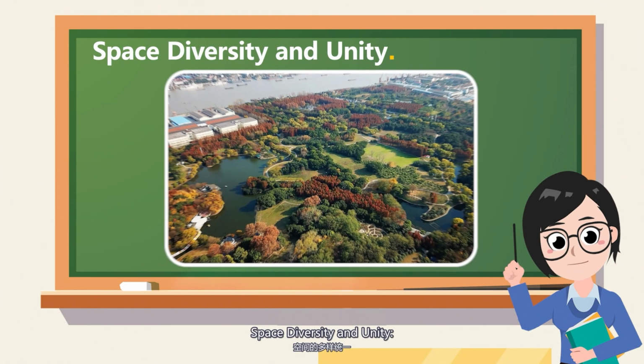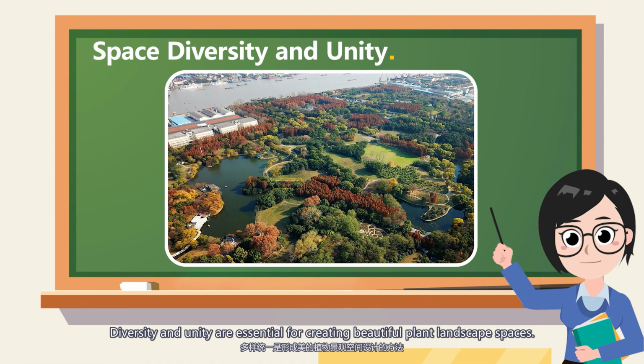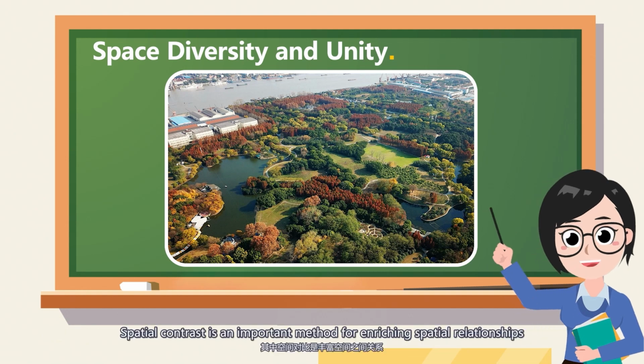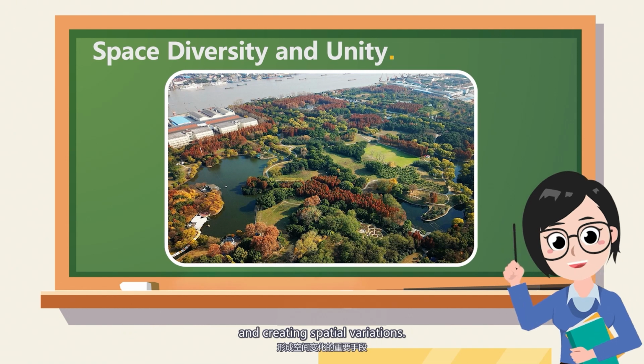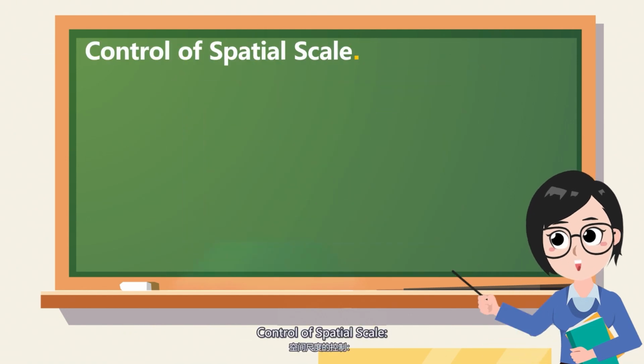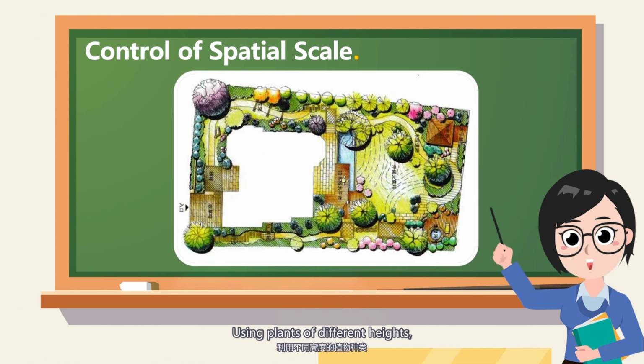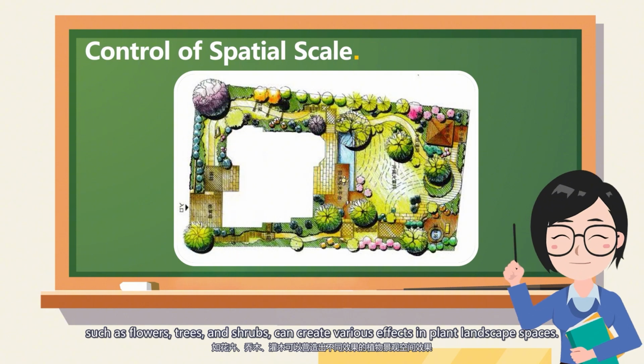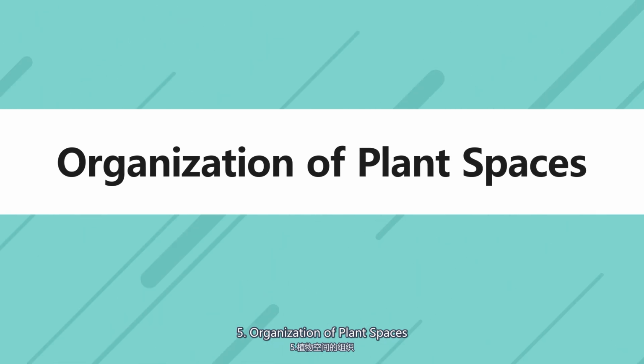Space diversity and unity. Diversity and unity are essential for creating beautiful plant landscape spaces. Techniques like repetition, balance, and contrast in plant shapes, colors, and textures help achieve this. Spatial contrast is an important method for enriching spatial relationships and creating spatial variations. Control of spatial scale. Using plants of different heights, such as flowers, trees, and shrubs, can create various effects in plant landscape spaces.